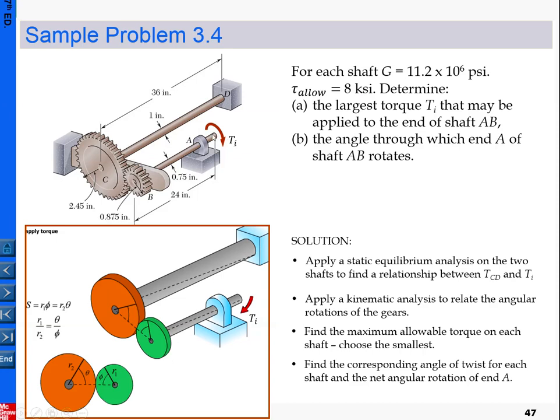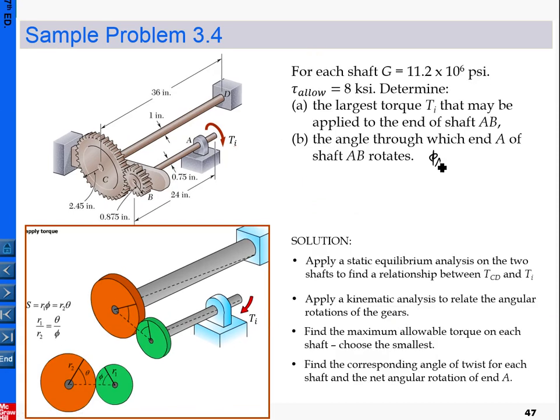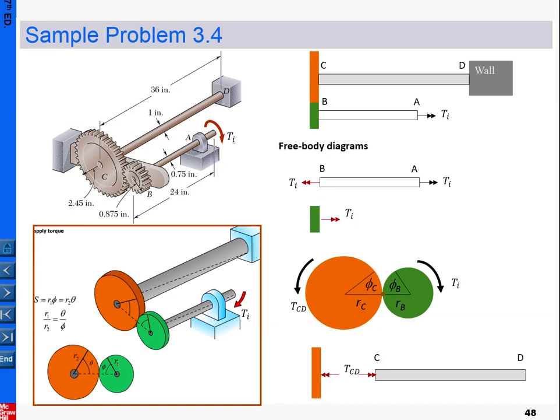Under these situations, we want to determine the largest torque we can apply, such that the maximum stress in each of the shafts is less than the allowable one. Once we determine the maximum torsion, then given that torsion, we want to determine the angle of rotation at A, basically φ_A, for the calculated T_I from part A. So that is the problem statement, and let's take a look at the strategy.